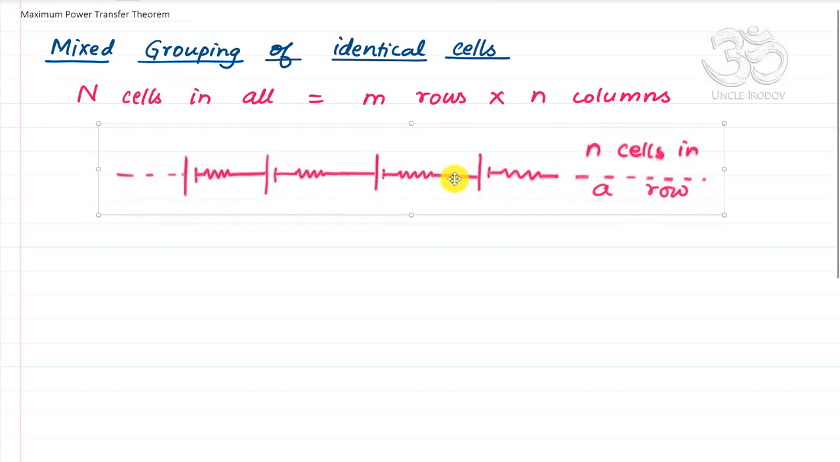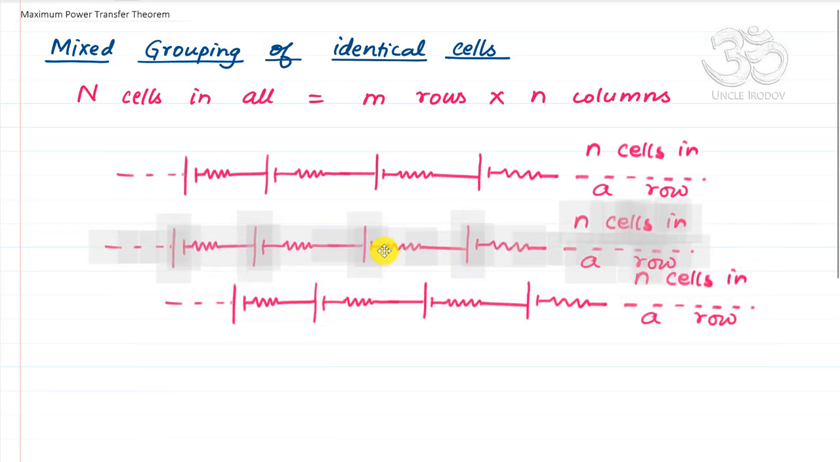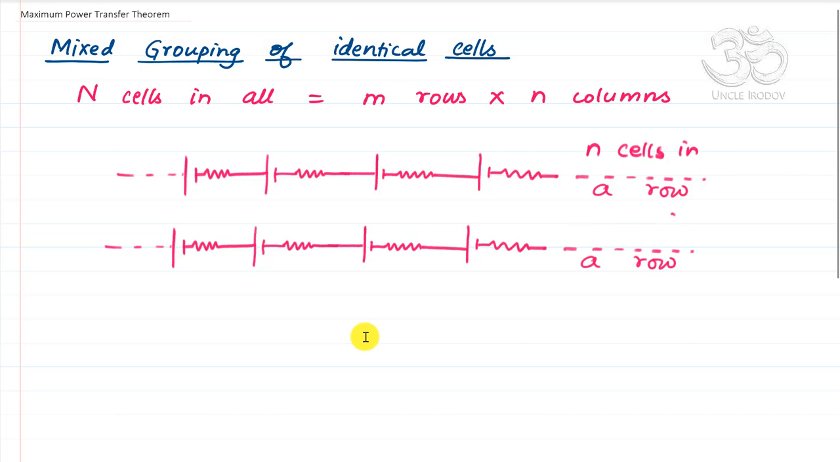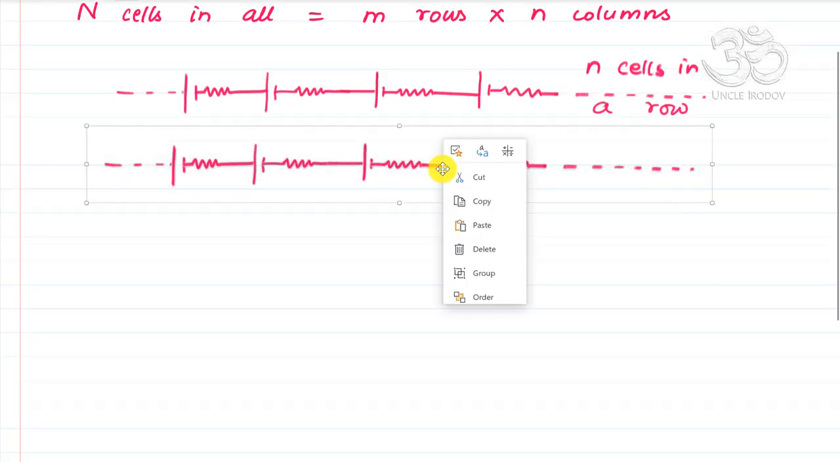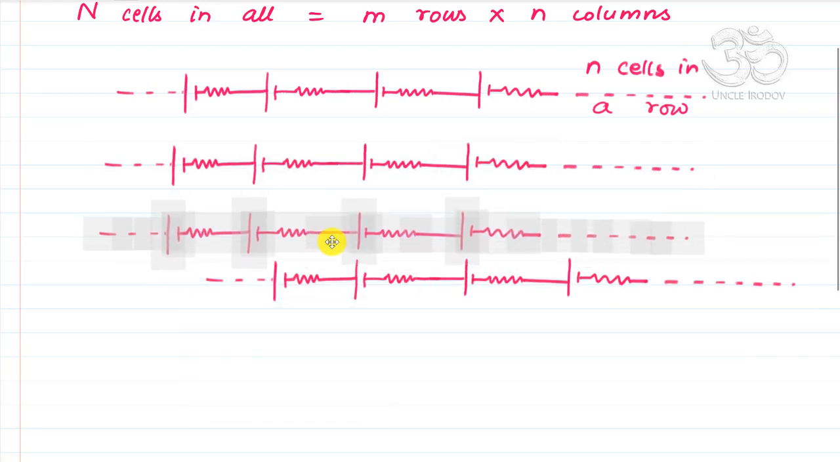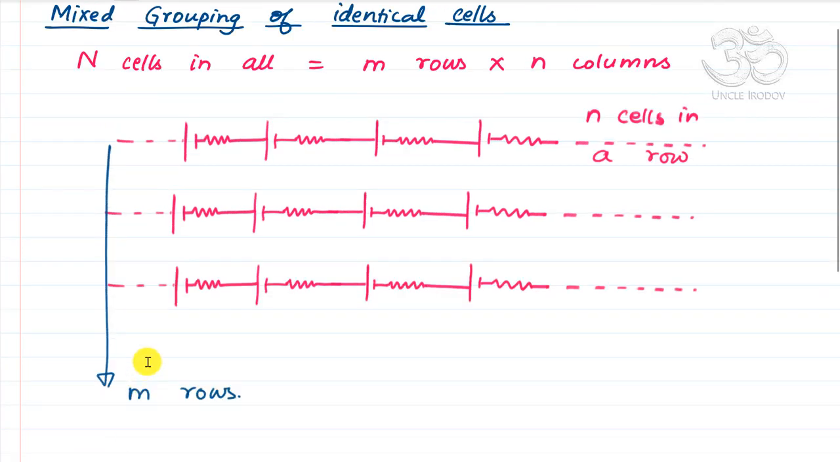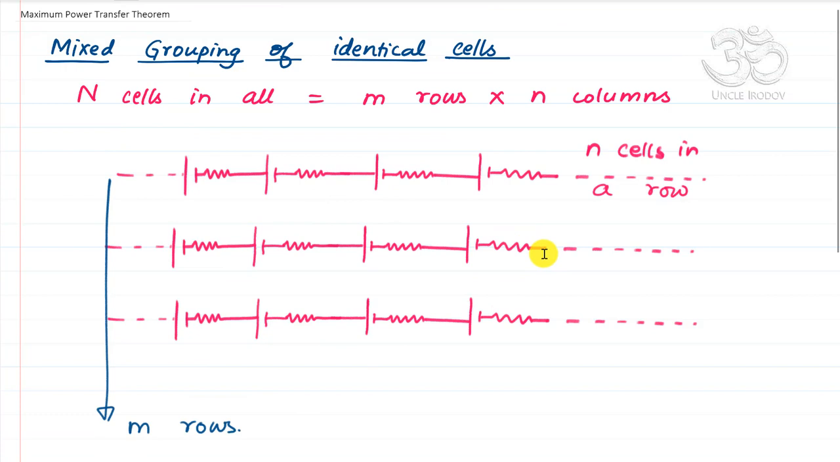So let me just copy this and keep on pasting it m times actually, but then I won't be doing it so many times. So I will be just saying that this one repeats m times, right, and so on. So there are n cells in a row and m such rows, and this combination is called a mixed grouping of cells, right? So this is what makes up a mixed grouping of cells.